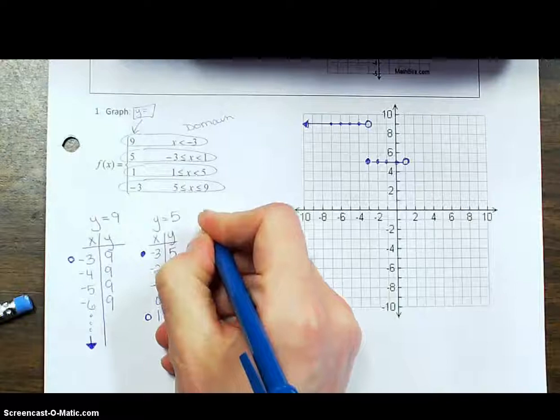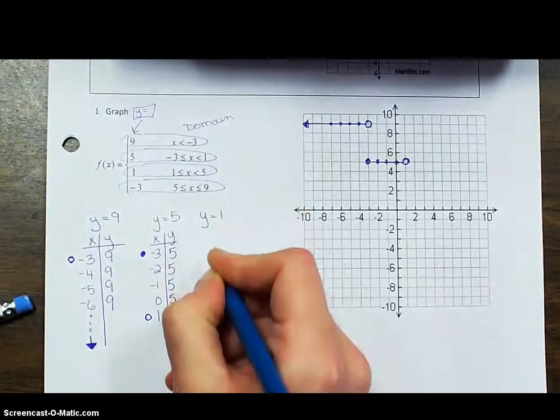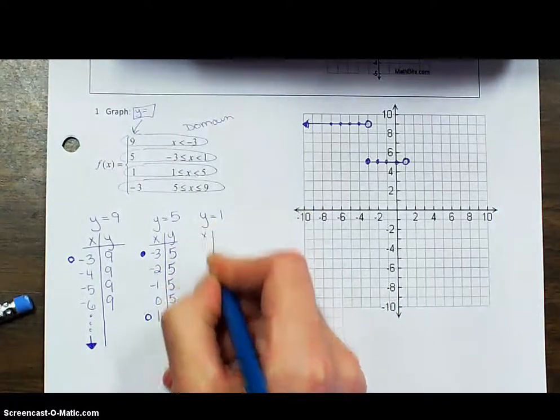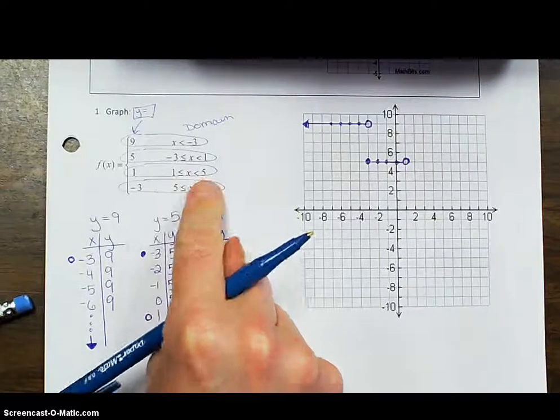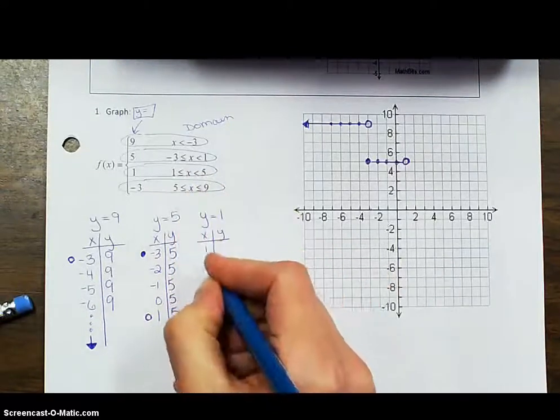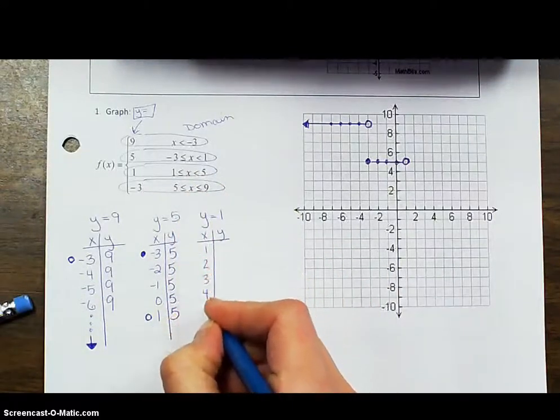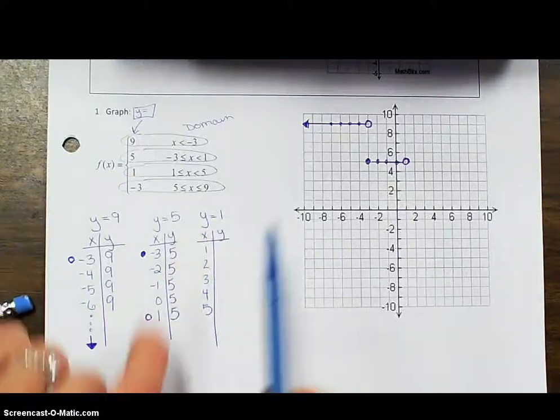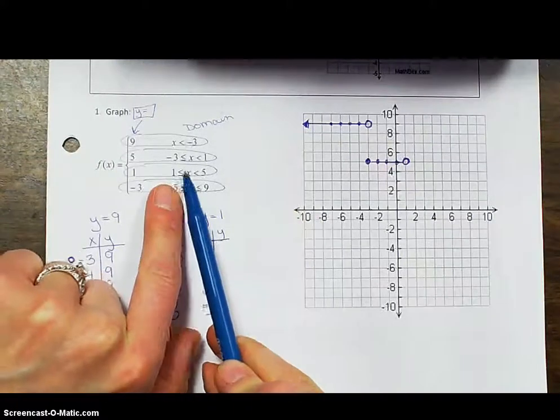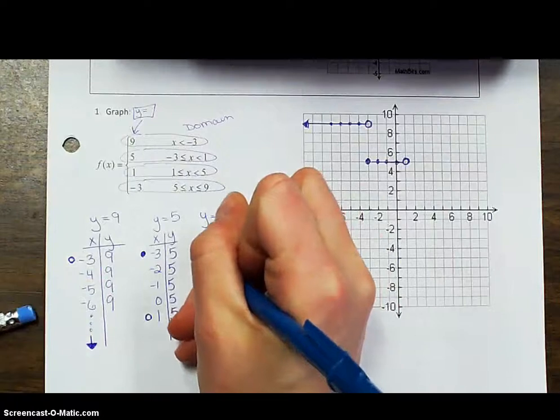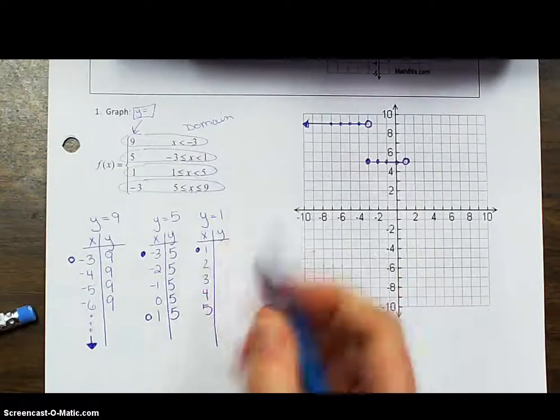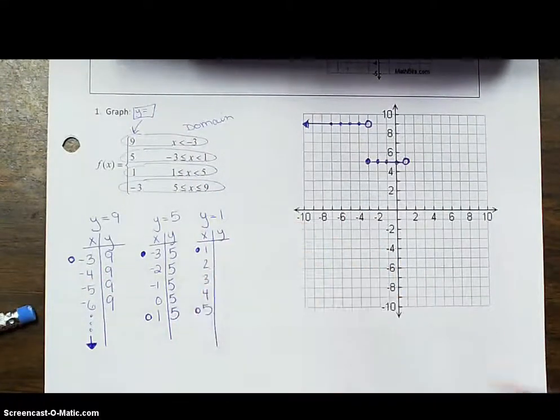Now for our third piece, y is equal to +1. So I go x, y, and my x's, my domain is from 1 to 5. So 1, 2, 3, 4, and 5. Now let's look for our open and closed dots. 1 is less than or equal to, so this is a closed dot. And the 5 has no equal to symbol, so that's an open dot.